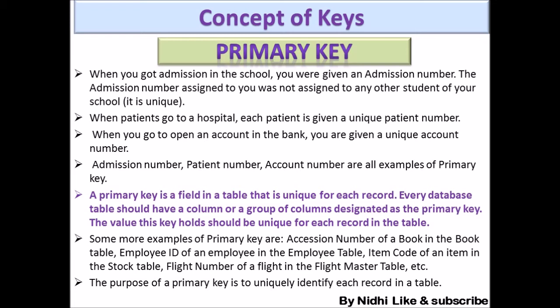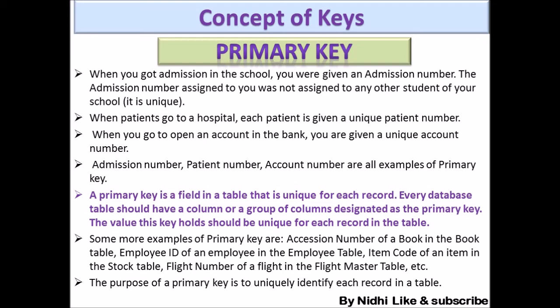One more example I want to give you: in our country, we can say that the prime minister is a primary key because it is a unique post, or he is the unique person that is selected among such a huge number of people for representing the post. Okay, so like this we can say a primary key is a field in a table that is unique for each record.